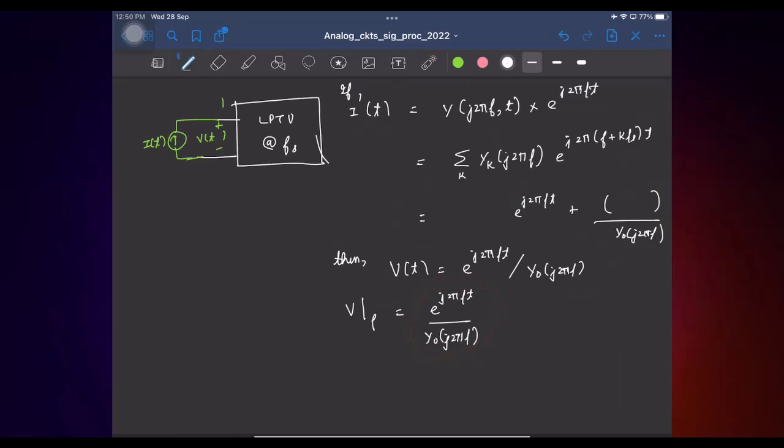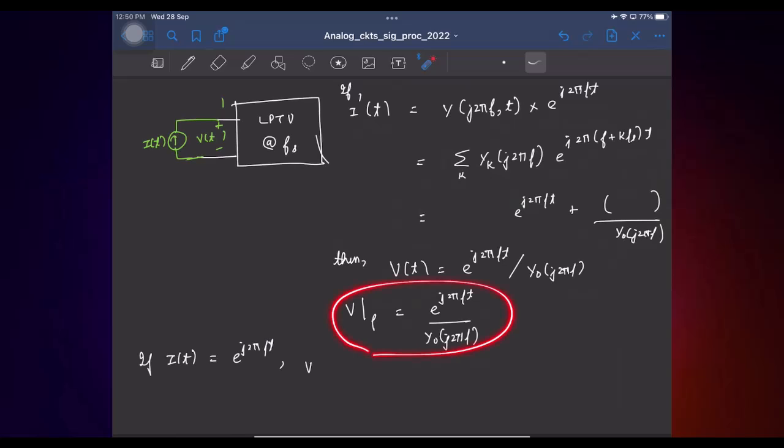Now let us say my current is only e power j 2 pi f t. Then I can clearly say I will not get the same voltage as I got here. Only if I apply a current at all these frequencies will my voltage be this. Clear? But now what I am saying is I am not applying these terms. I am applying only e power j 2 pi f t. It makes sense that the voltage at f need not be equal to this.